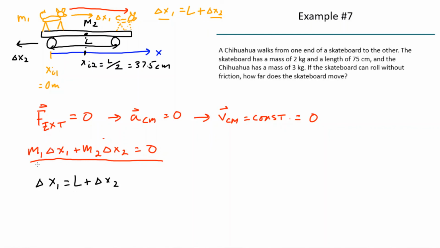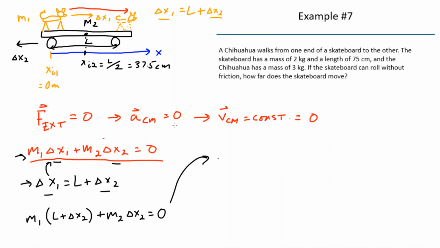The Chihuahua moves the distance L with respect to the skateboard, but the skateboard moves the distance delta x2 with respect to the ground. So now I have these two equations, this one here and this one here, and I have two unknowns. I don't know delta x1 and I don't know delta x2. I can solve the system of equations for my unknowns. Now what I want to find here is how far the skateboard moves. That is, I want to find delta x2. So what I'm going to do is just take this delta x1 here and plug it in up there. So I get m1 times delta x1 is L plus delta x2, plus m2 delta x2 equals 0.